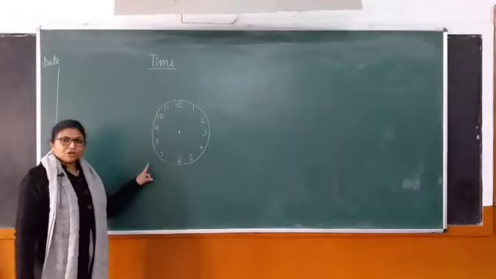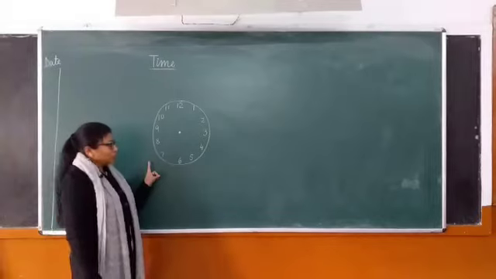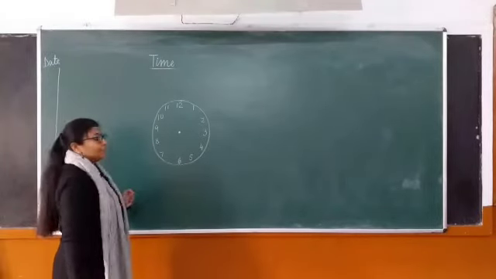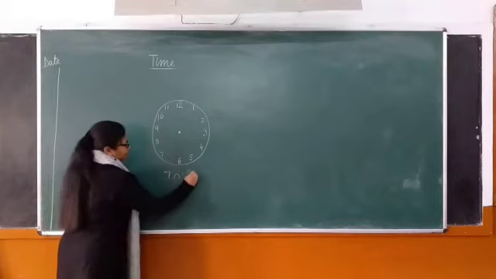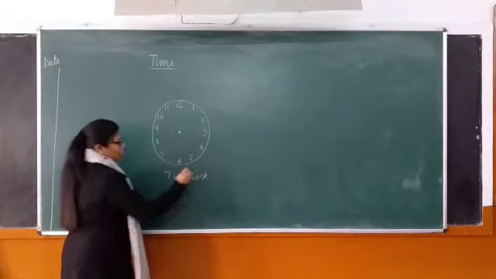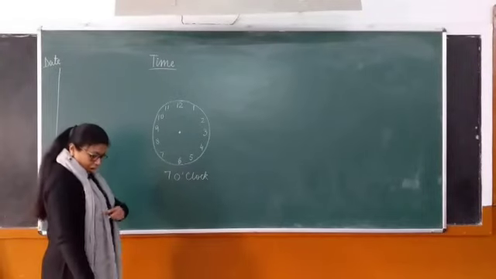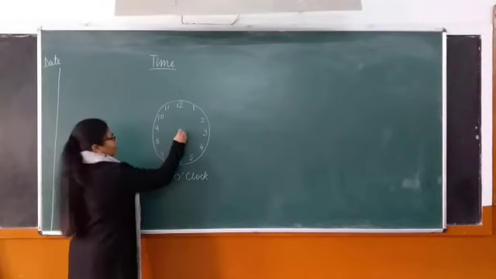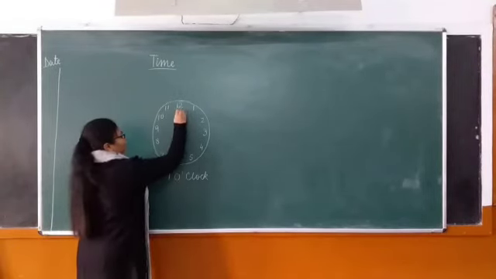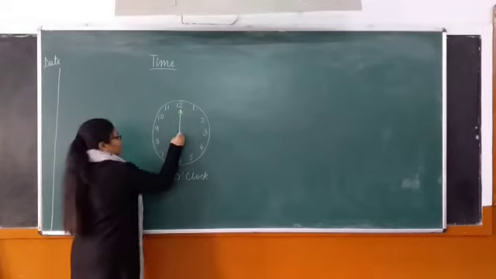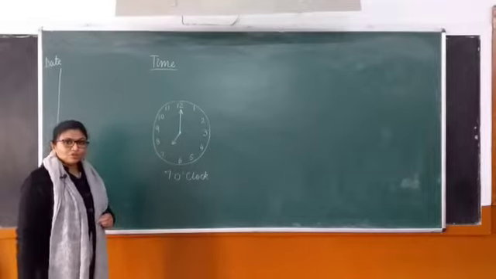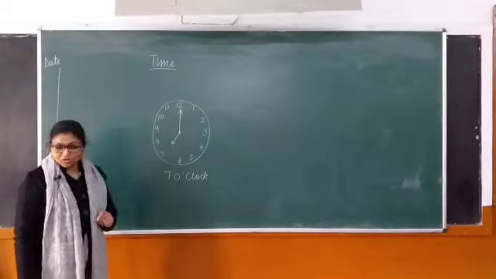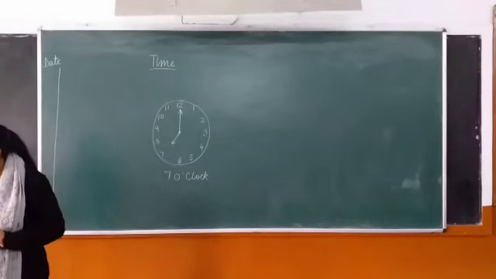Now you have to make a clock like this in your copy, okay? You will make clocks like this in your copy, and then when ma'am will tell you, show the time 7 o'clock. You have to show the time 7 o'clock. Now how will you do this? You will put the big hand on 12 and the short hand towards 7, like this. So now this is showing your 7 o'clock. Then ma'am will tell you.